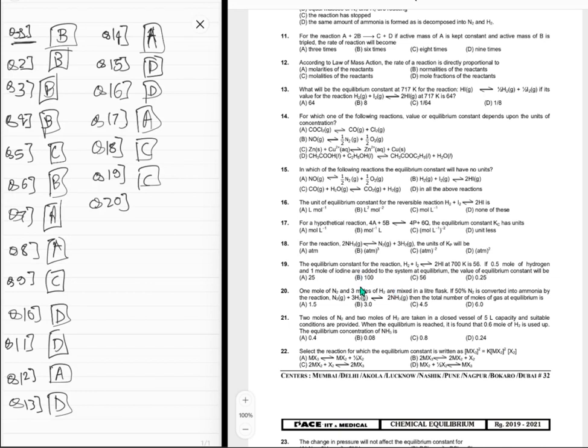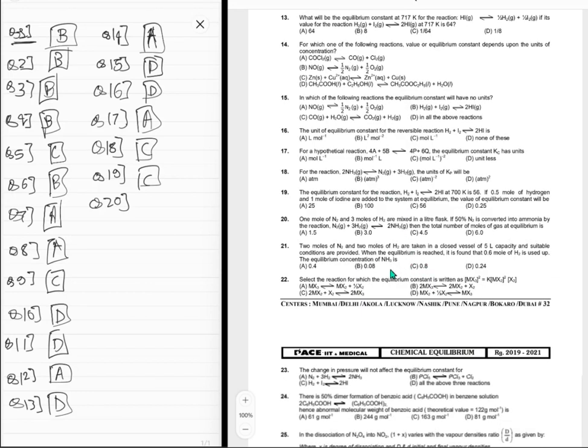1 mole of N2 and 3 moles of H2 are taken in a closed vessel of 5-liter capacity and suitable conditions are provided. When the equilibrium is reached, it is found that 0.6 mole of H2 is used up. The equilibrium constant of NH3 is. Okay, so N2 and H2? Right. So 2 moles of N2 and 1 mole of H2, and you don't have any NH3 right now, are taken in a closed vessel and suitable conditions provided. When the equilibrium is reached, it's found that 0.6 moles of H2 is used up. So that means just 0.4 are remaining. And the reaction is basically N2 plus 3 H2 gives 2 NH3, right?